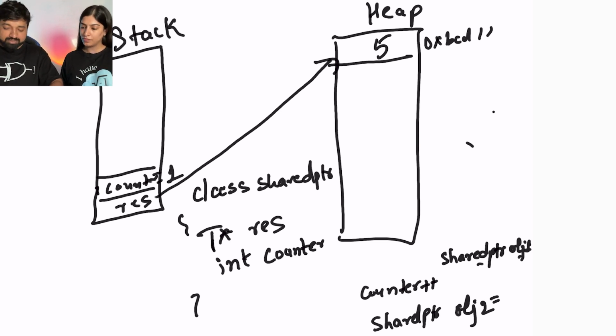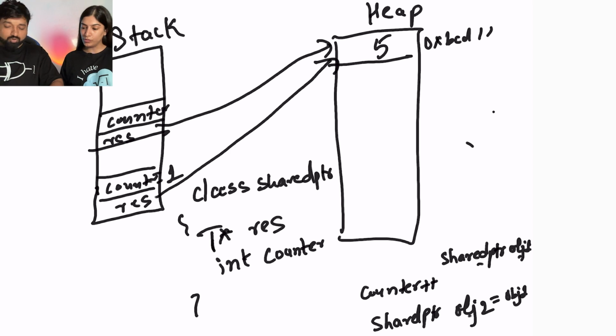But what happened to this counter? This object 2 will have its own resource and its own counter, right? This resource will be made to point to this one. But what about this counter? If we do counter plus plus, it will isolate it and make the counter 1 here. But this is 1 here and this is 1 here; then it should be 2. So each object will have its own counter, right? That's what we don't want.